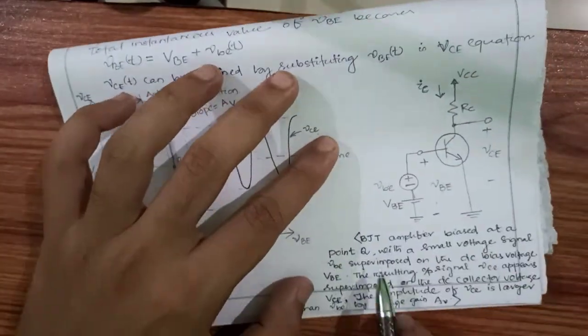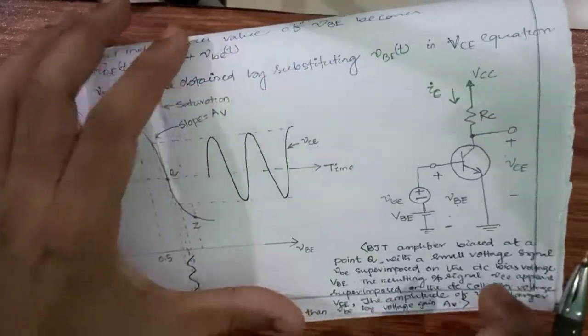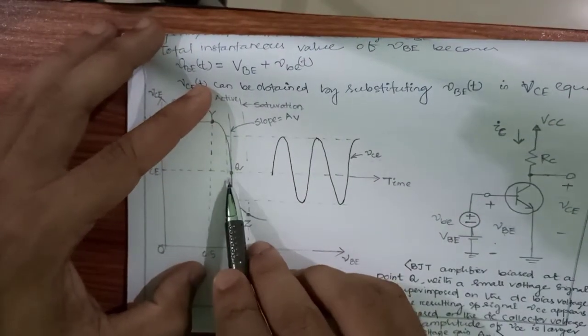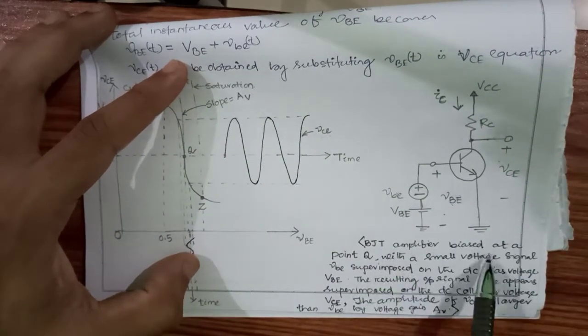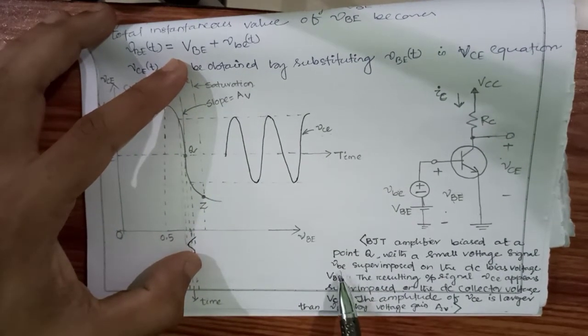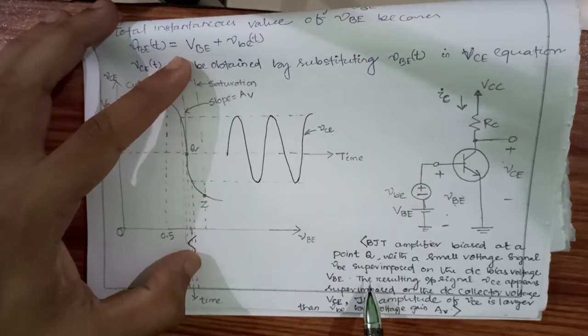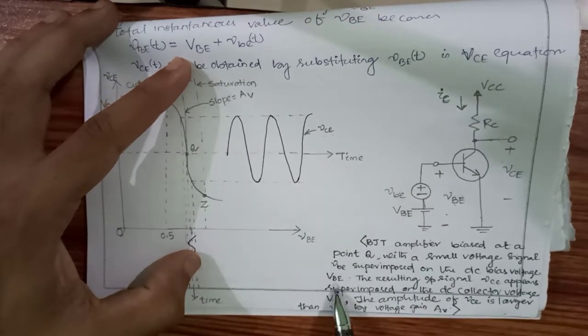So you see the BJT amplifier is biased at a point Q. This is the Q point, or quiescent point, that is the still point across which we can apply the signal. So the BJT amplifier at a point Q has a small voltage signal, small vb, that is the AC voltage, superimposed on the DC bias voltage capital VBE.